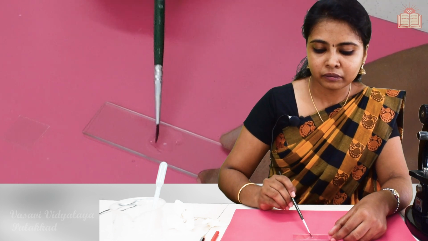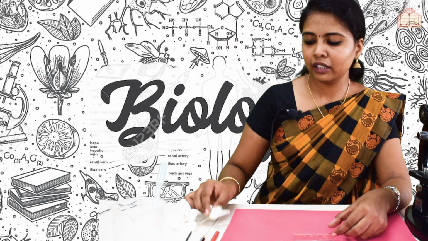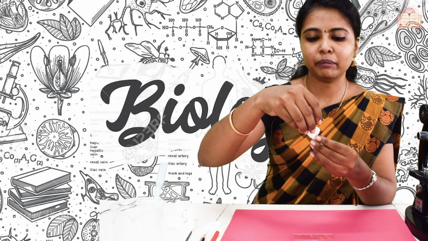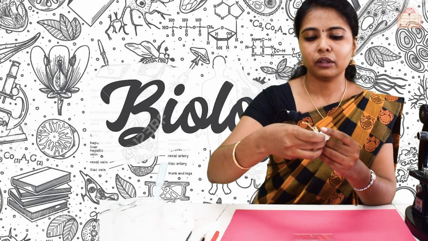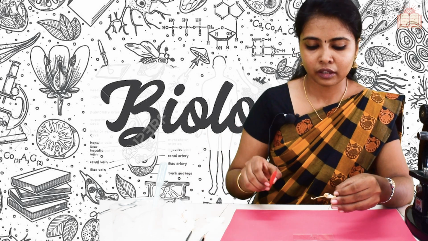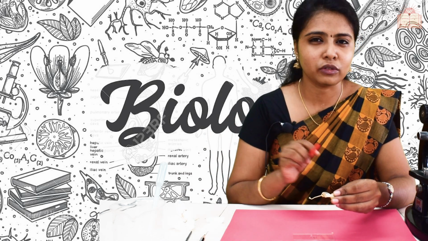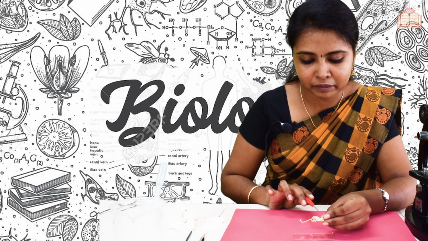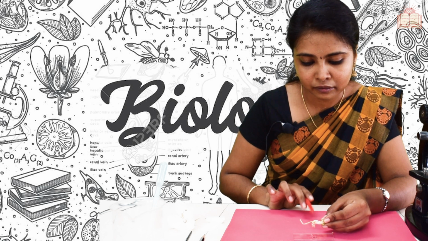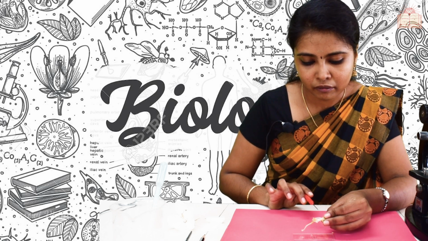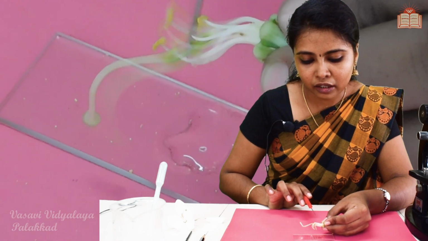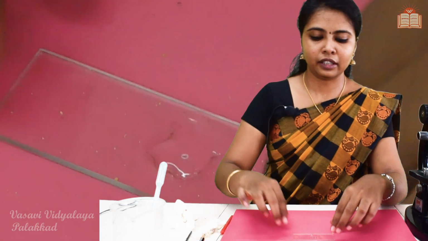Now take the bud or the closed flower, we need only the pollen grains. So we can remove the flower parts and then dust the pollen grains. There's no need to scribble or anything like that. You just dust the pollen grains using the needle like this. By doing this itself, the pollen grains will be dusted throughout the slide. Now the pollen grains are dusted.